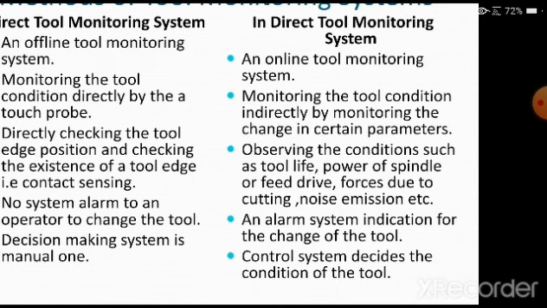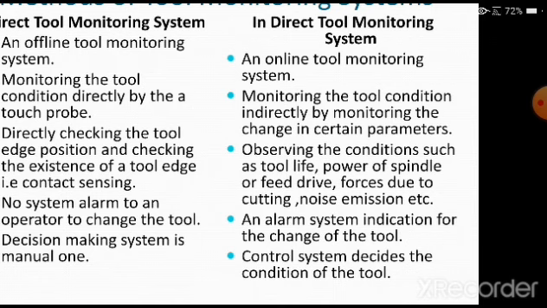We observe conditions such as tool life, power of the spindle or the feed drive, forces due to cutting, and noise emission. Even noise emission could be a sign of tool wear, as you experience even on a lathe machine. If you give a high depth of cut, there is a sound like that even on CNC machines. As the tools are used continuously, from the noise emission that an operator senses or hears, he can also make out that there is some problem in the cutting edge operation.